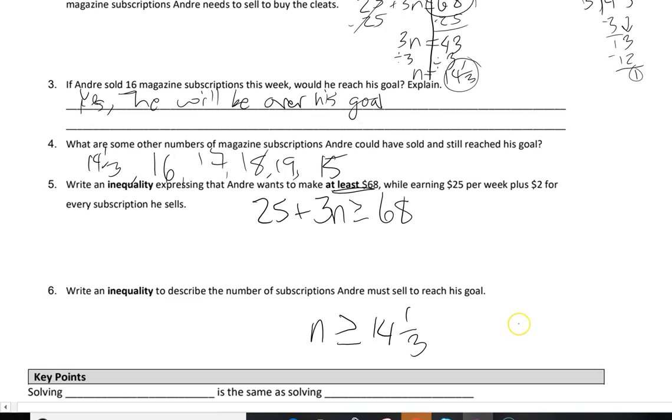Maybe a better way to think about that is he can't sell 1/3 of a subscription, right? So really, he needs to sell at least 15. If he sold only 14, he'd be just short of his goal, but 15 would work.